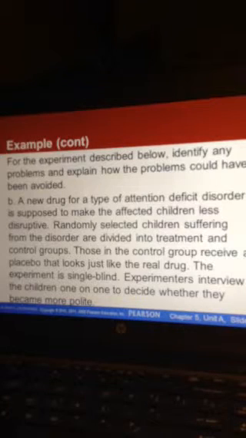Alright, same thing for this one. For the experiment described below, identify any problems and explain how the problems could be avoided. So a new drug for a type of attention deficit disorder is supposed to make the affected children less disruptive. Randomly selected children suffering from the disorder are divided into treatment and control groups. Those in the control group receive a placebo that looks like the real drug. The experiment is single-blind. Experimenters interview the children one-on-one to decide whether or not they became more polite. So I want you to think about good experiment, bad experiment, and if it's a bad one, what are the problems with this, and then how could they have been avoided?